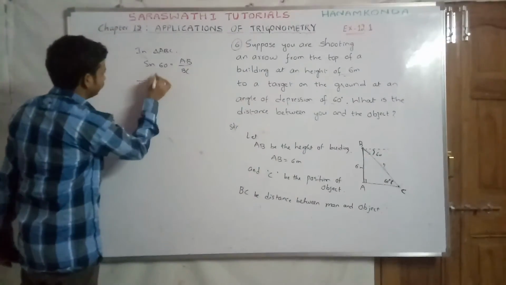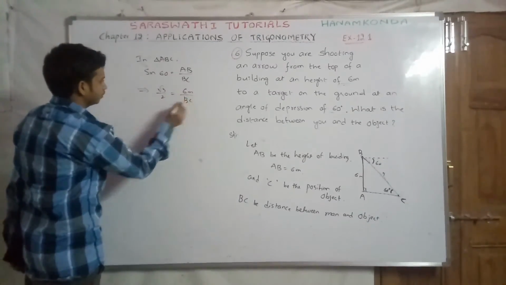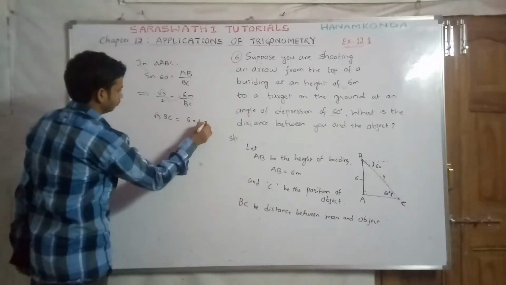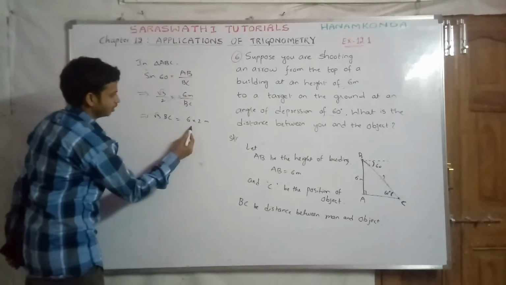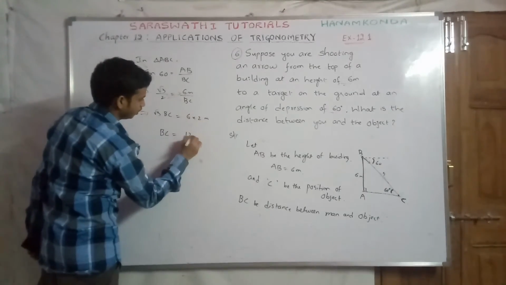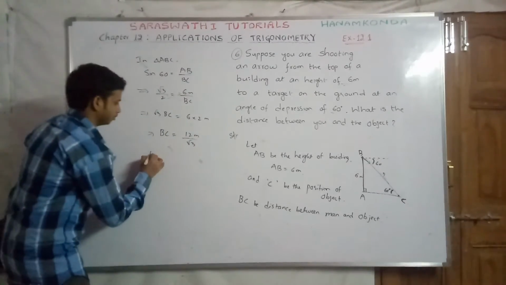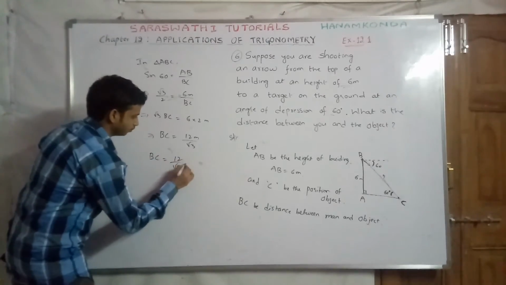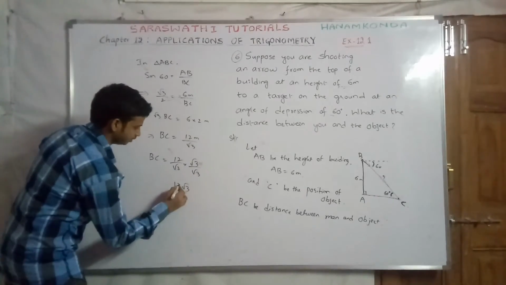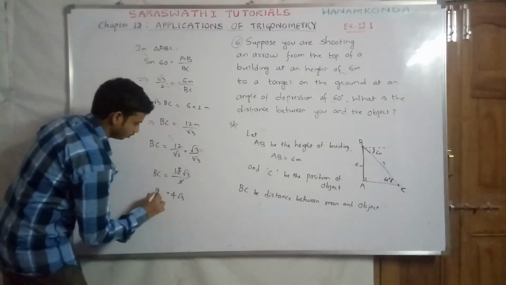So sin 60 value we know is root 3 by 2. So root 3 by 2 equal to AB, which is given as 6 meters, by BC. Cross multiply: BC into root 3 equal to 6 into 2 meters. Root 3 gets divided with the right side term. That means BC equal to 6 into 2, which is 12 meters by root 3. Multiply both numerator and denominator by root 3. BC equal to 12 by root 3 into root 3 by root 3. So 12 root 3 by 3, since root 3 into root 3 is 3. 3 fours are 12. So 4 root 3. BC value equal to 4 root 3 we have obtained.